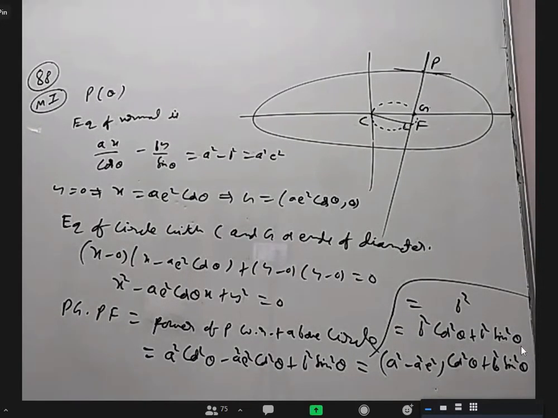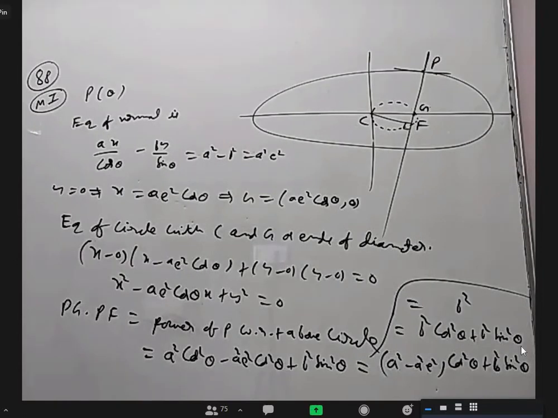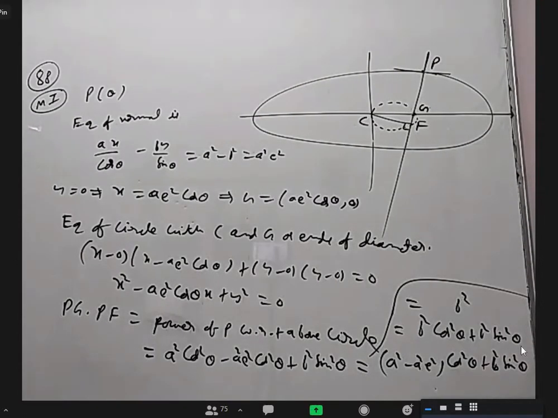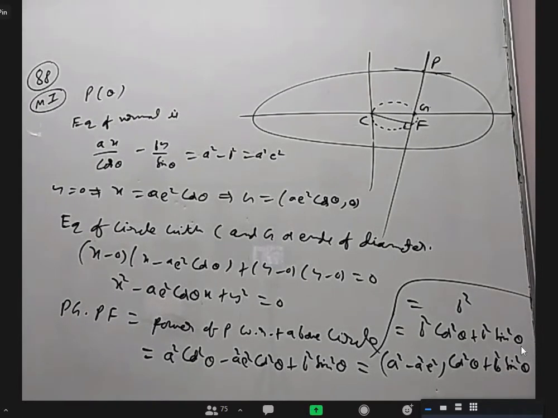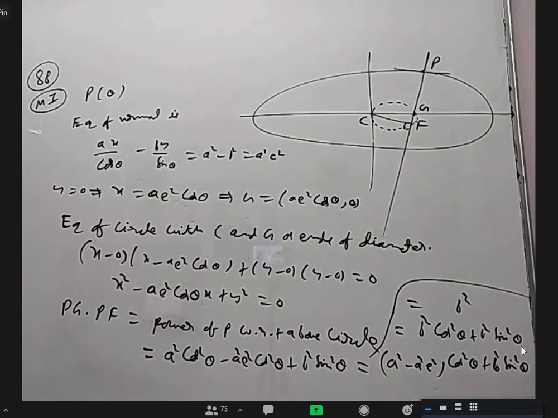Everybody clear about this point that PG into PF is the power of P with respect to that circle? Yes, sir. Power means from an external point, if we draw a line intersecting at two points A and B, PA into PB is the power and that is equal to S1.